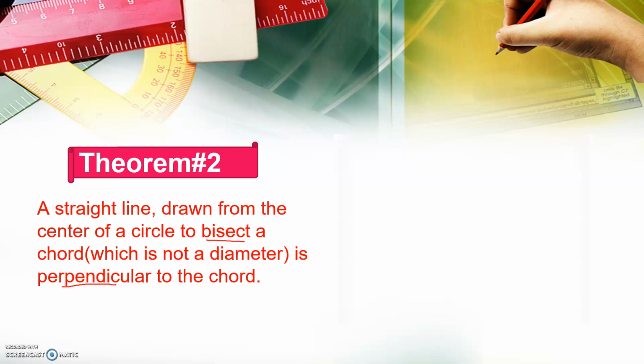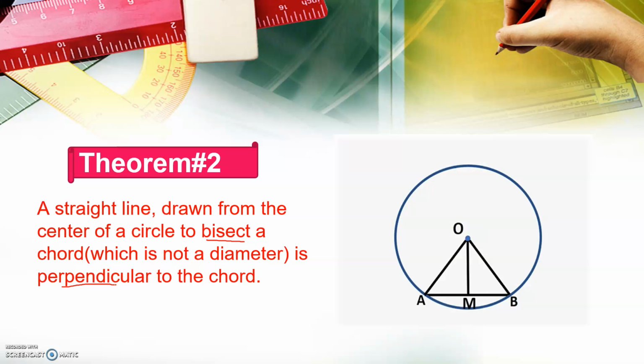Here, look into this figure. O is the center of a circle, and from the statement we know that there is a chord AB that is not diameter. As we know that diameter is also a chord that passes through the center of the circle. So we have to consider a chord that is not diameter.